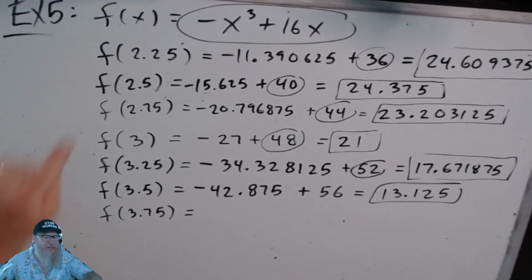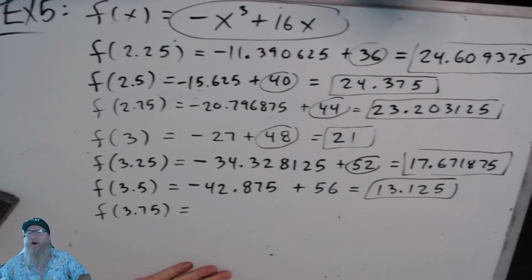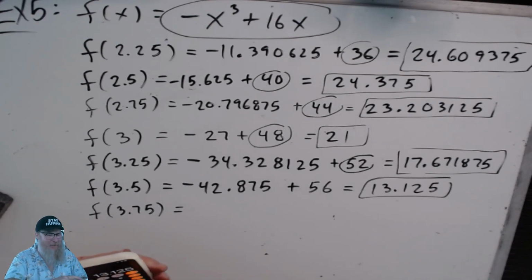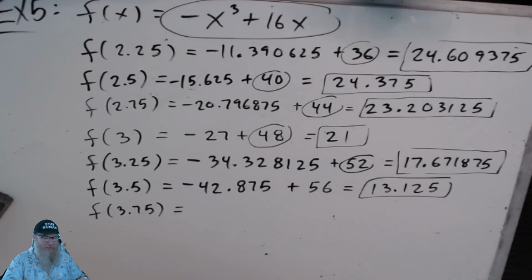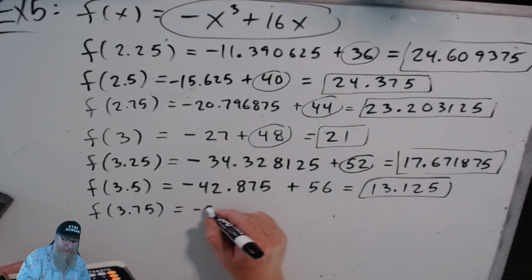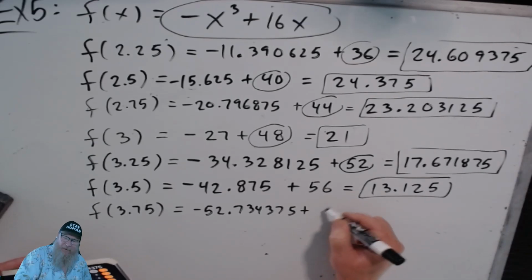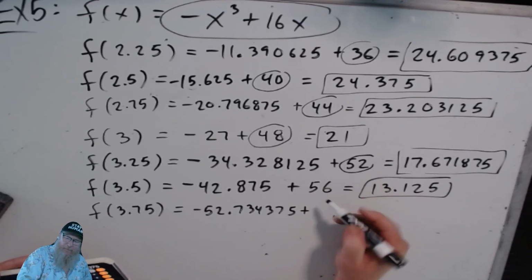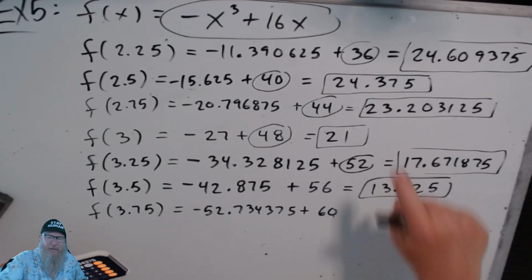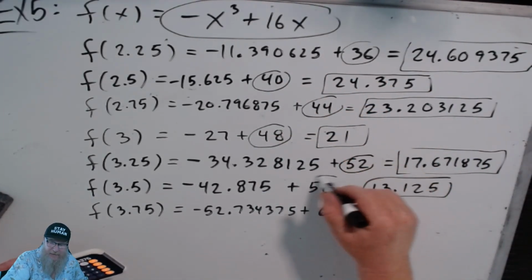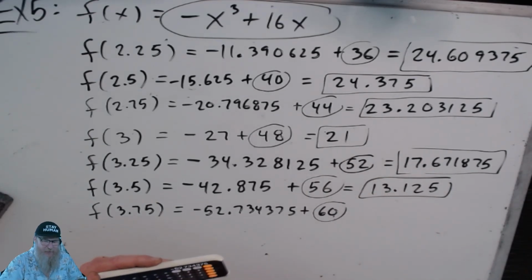And remember, these are just the F's. I'm going to have to multiply all of these by 0.25, but I'll show you the trick, which I've already kind of shown you. 3.75 cubed, negative, so that'll be negative 52.734375, plus 60. Yeah, see the pattern? 36, 40, 44, 48, 52, 56. Next one's 60. See how it starts to pick up momentum?